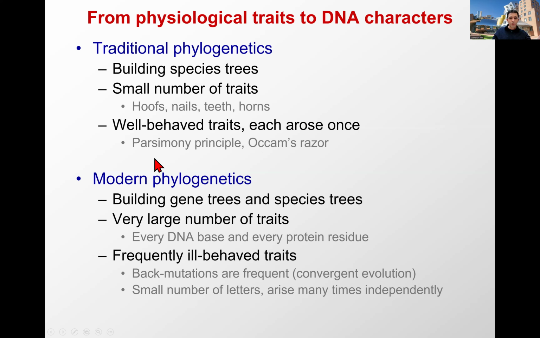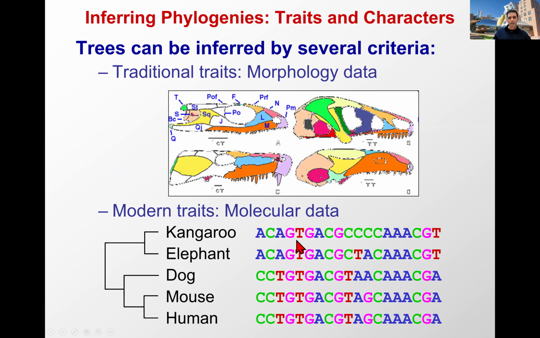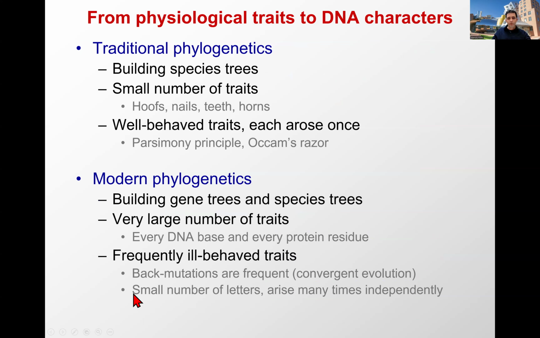With modern phylogenetics, we have to worry about correcting for back mutations, namely having an A at that position is very easy to re-arise. You just make that mutation again. Okay, so these back mutations where you go from an A to a T and back to an A, there's only 4 options. You mutate, chances are you're going to sometimes go back. So we're going to have to correct for this. Everybody with me here? Awesome. And then there's also a very small number of letters, and therefore they could arise many times independently.